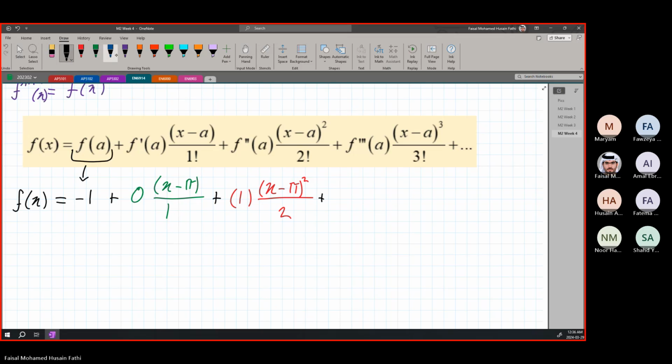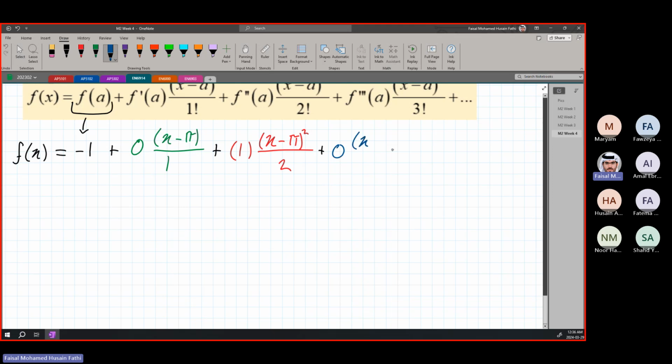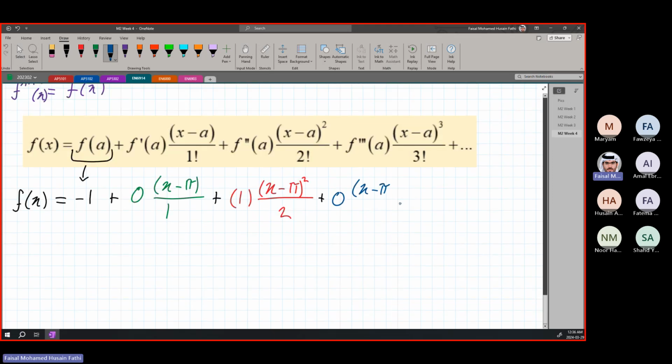Plus f triple prime, which is 0 again, of x minus pi cubed over 3 factorial, which is 6, 3 times 2. And one more plus minus 1 of x minus pi to the power of 4. If you notice, it just keeps increasing, and it's going to be over 4 factorial, which is 24, I believe. We will see in a bit.